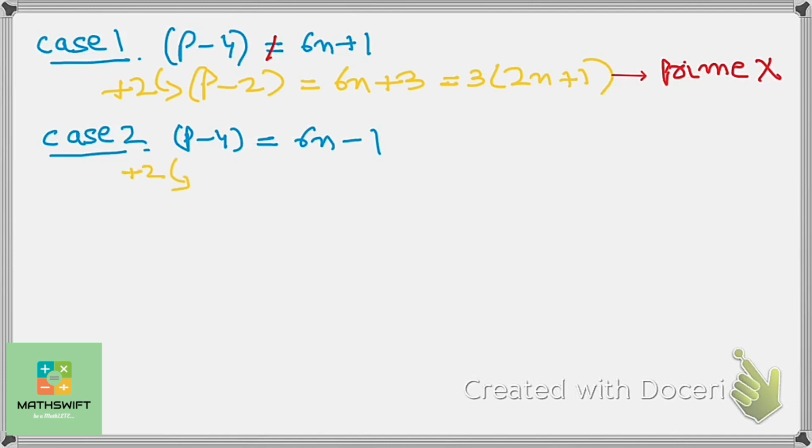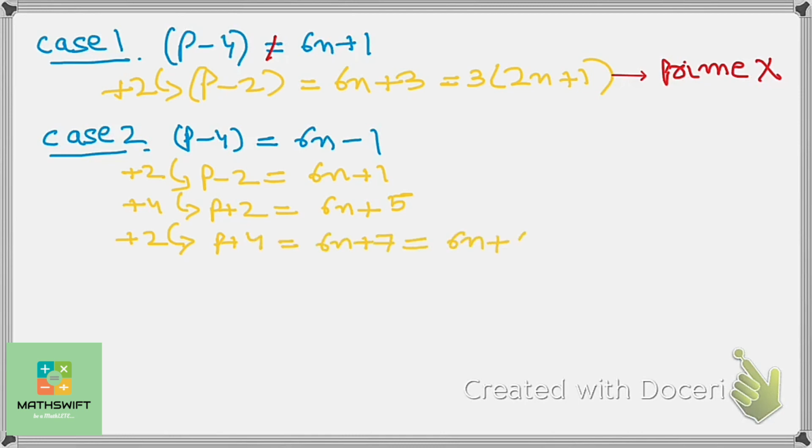and if we add 2 to it, we get p minus 2 as 6n plus 1, and if we add 4 to p minus 2, we get p plus 2 as 6n plus 5, and we know that we can have 5 as a remainder when we divide a prime number by 6, and if we add 2 to it, we get p plus 4 as 6n plus 7.